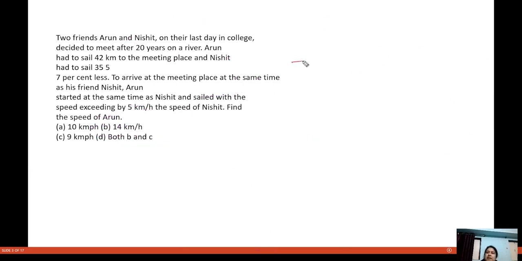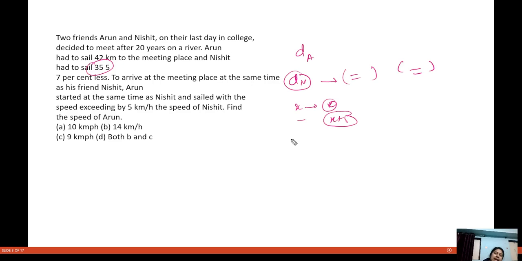See, whenever somebody is meeting at the same time and they are starting also at the same time, then you can equate time. So what we did actually here, we knew the distance that Arun is traveling, and we had to calculate the distance that Nishit is traveling. Then we knew the relative speeds, x and x plus 5, so then you could obviously do this. So I think now everybody is very much clear with this. Now we can move on to the next concept.